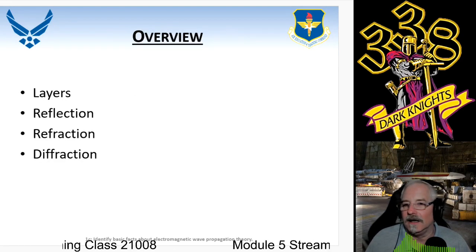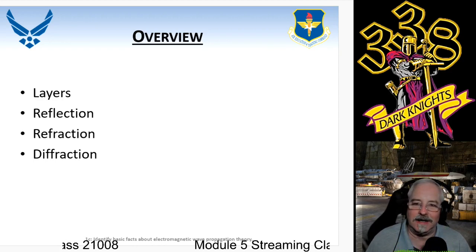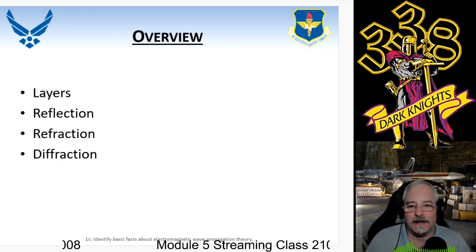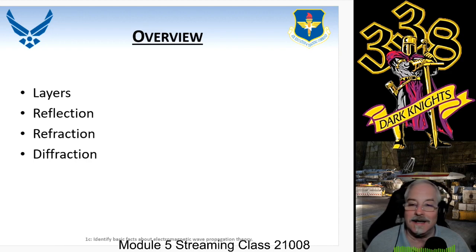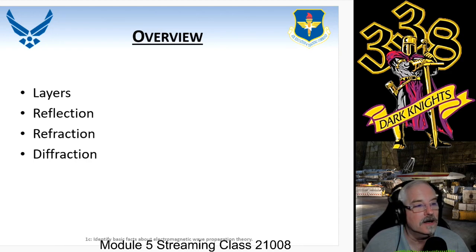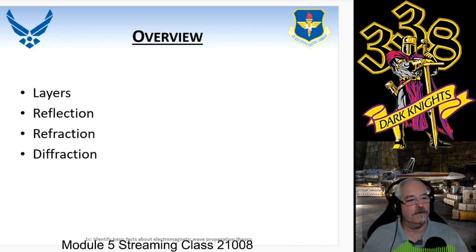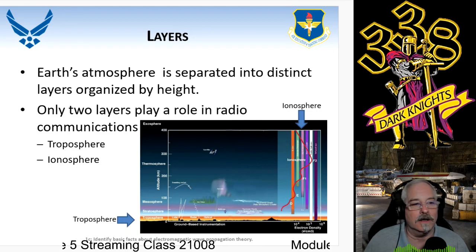We're going to be looking at the layers and the three major factors that the ionosphere has that can affect your signal and how you set your antennas up as well as your radios. It has to do with the layers of the ionosphere, looking at reflection, refraction, and diffraction. So we're going to quickly go through it and highlight everything.